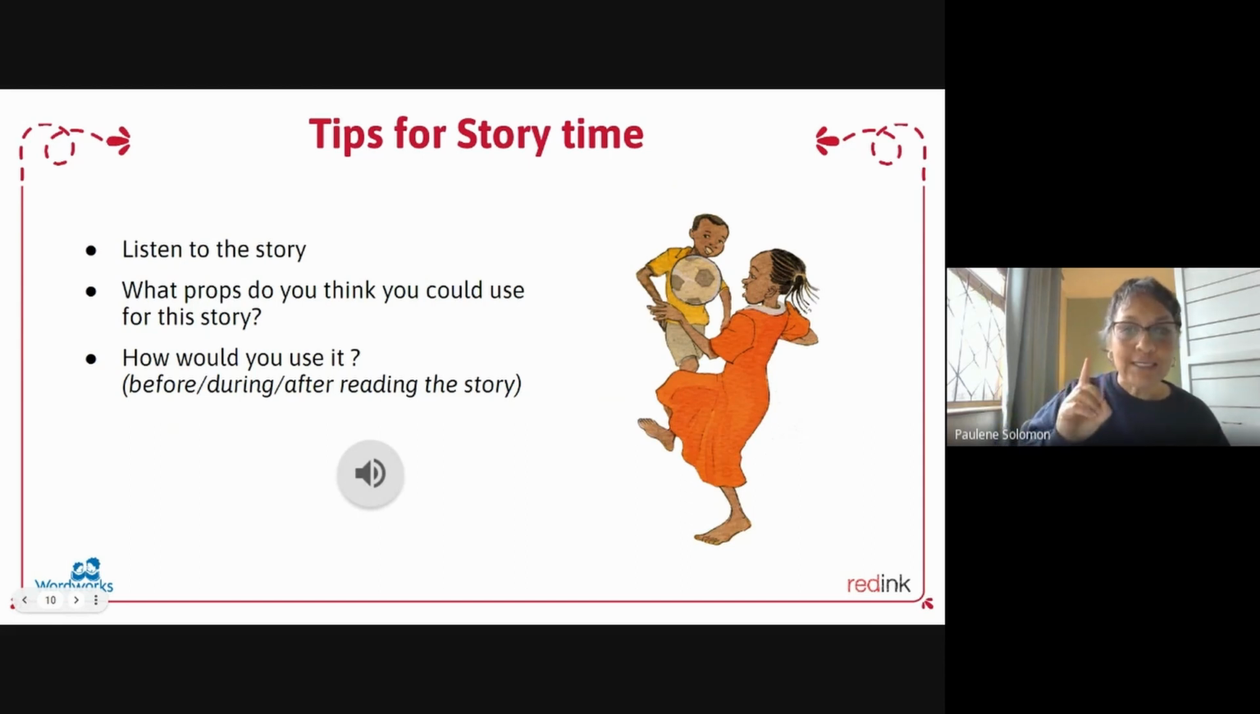But I want you to listen with a purpose. So listen to the reader. Listen how she's changed her voice. All those wonderful things that make a story come alive. But I would like you to listen and think, what prop or props could I use if I was telling the story? And how could I use that prop, before the story, during or after?